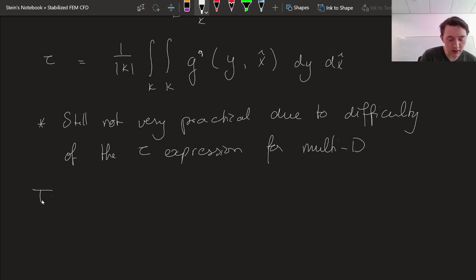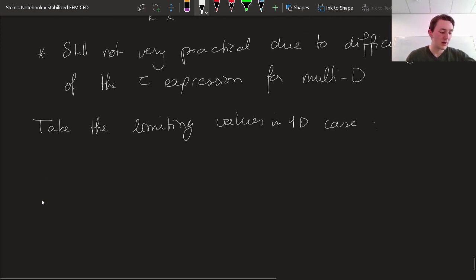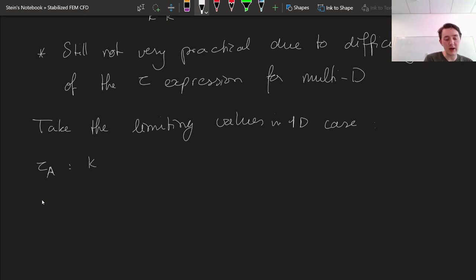Okay, so we're going to take the limiting values and we obtain these limits in the one-dimensional case. I'll define those as tau A and tau D, for tau advection and tau diffusion. So it means that tau A is the value that we would obtain if k is equal to 0.